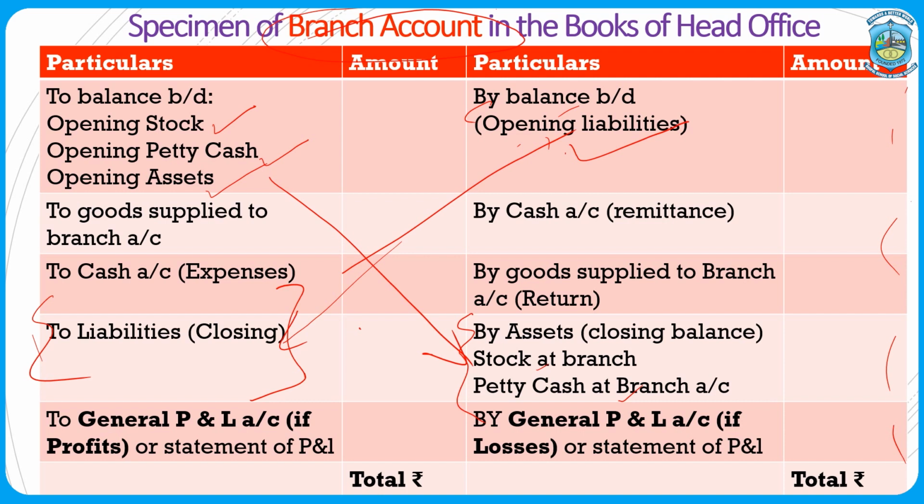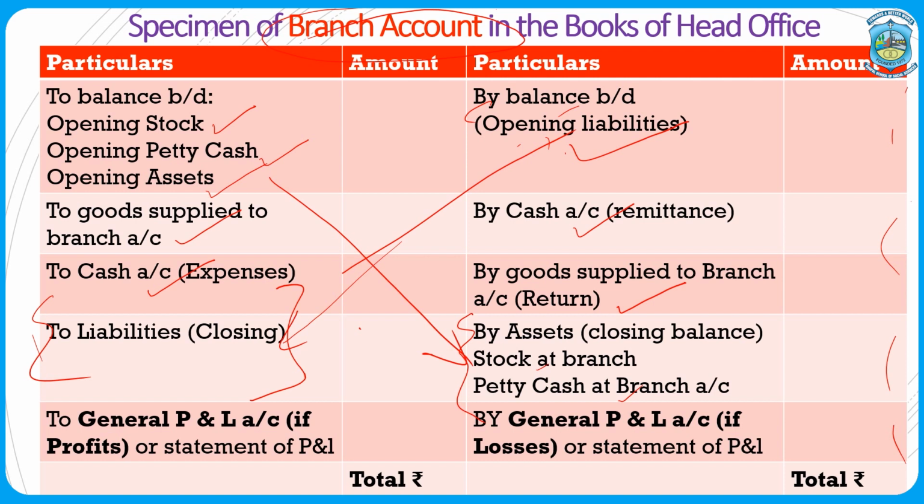So we write the entry: branch account debit to goods supplied to branch account. So goods supplied to branch account comes at the debit side. Then when the branch receives cash sent by the head office, again the entry is branch account debit to cash account. So to cash comes at the debit side, and when cash is sent by the branch to the head office, the entry is cash account debit to branch. So by cash comes at the credit side, and when goods are returned by the branch to the head office, the entry is goods supplied to branch account debit to branch account. So here by goods supplied to branch account, in case of return, comes at the credit side.